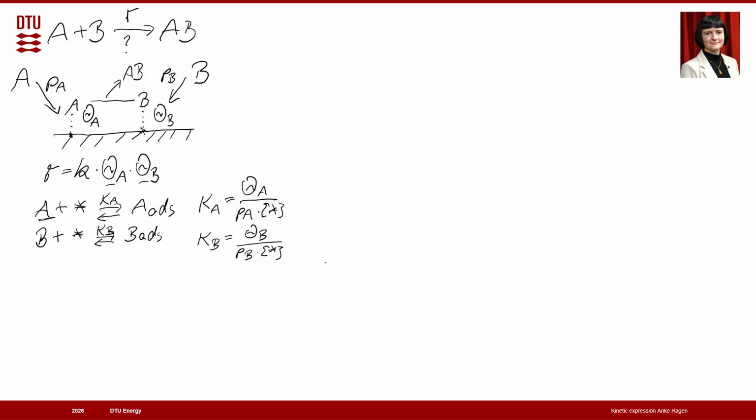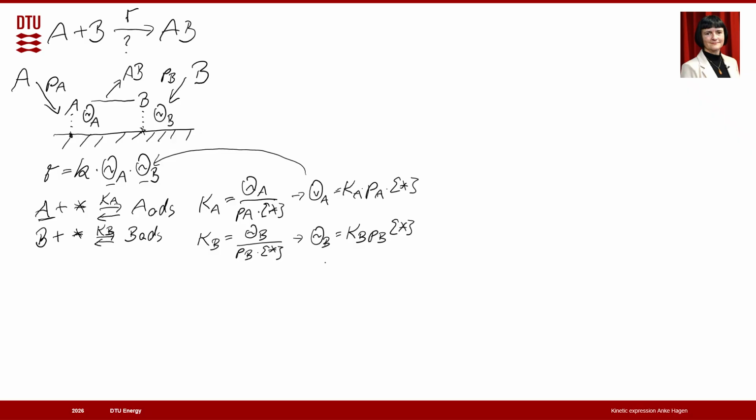As we are looking to find a substitution for the concentration of adsorbed species, we just rearrange these two equations into theta A, or adsorbed species A, is then equal to the equilibrium constant Ka times partial pressure A times free reaction sites. And the same for the adsorbed species B is then the equilibrium constant Kb times partial pressure B times free reaction sites. So now we can substitute these concentrations in the reaction rate equation.